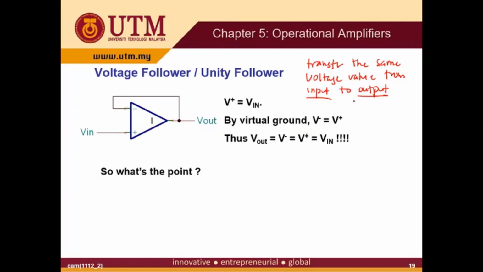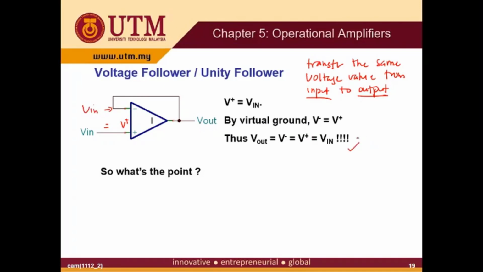Before that, we see in terms of circuit analysis why V out equals V in. Here V plus is equal to V in, and since V plus is equal to V minus, V minus is equal to V in, and then V out is equal to V in. So that's why we get a voltage follower.